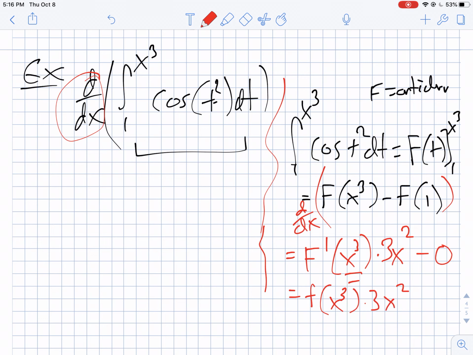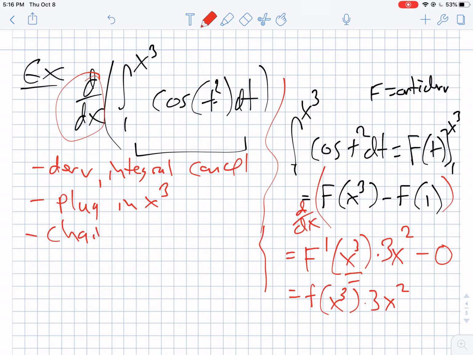Okay, so let's look at what this is doing. Basically, the derivative and the integral cancel. And we're going to plug in the x cubed. And then we're going to do the chain rule on the x cubed. And I think it's important that we're just doing the chain rule on the x cubed, not on the whole thing. We're taking the derivative with respect to x. So we only do the chain rule on the part with respect to x. And hopefully that might help explain why you're doing it on that and not the entire thing.